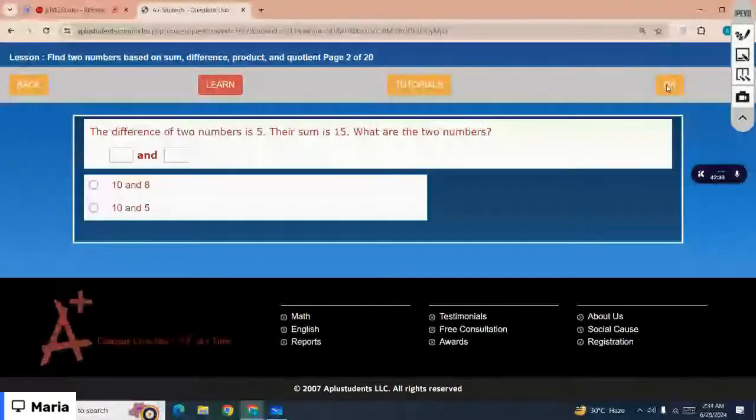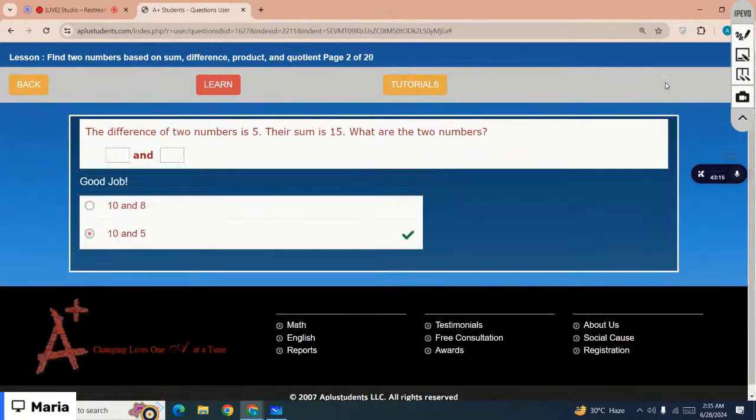The difference of the two numbers is 5 and their sum is 15. What are the two numbers? Which is the correct option? The correct option is option number 2. Yes, 2 it is. 10 and 5 makes 15 and when subtracted they make 5. So option number 2 is the correct option.